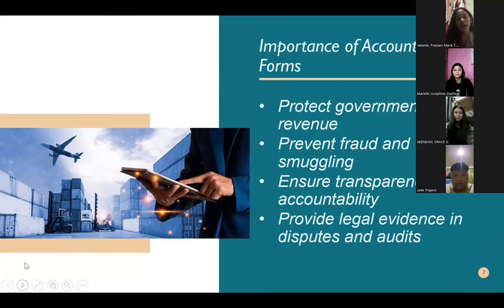And these are the importance of accountable forms. Protect government revenue, prevent fraud and smuggling, ensure transparency and accountability, and lastly, provide legal evidence in disputes and audits.